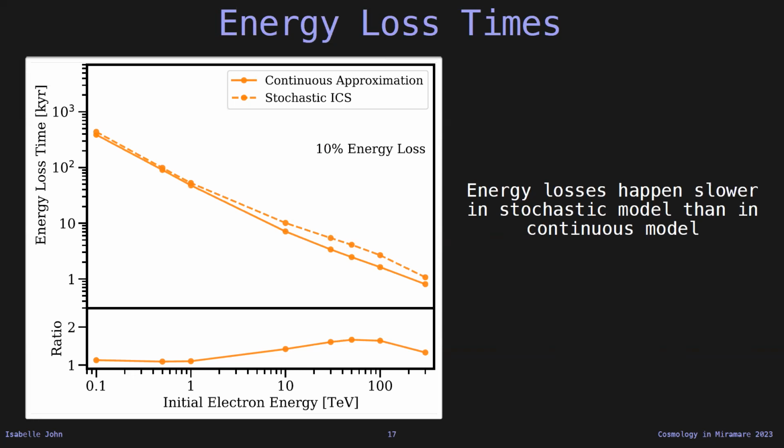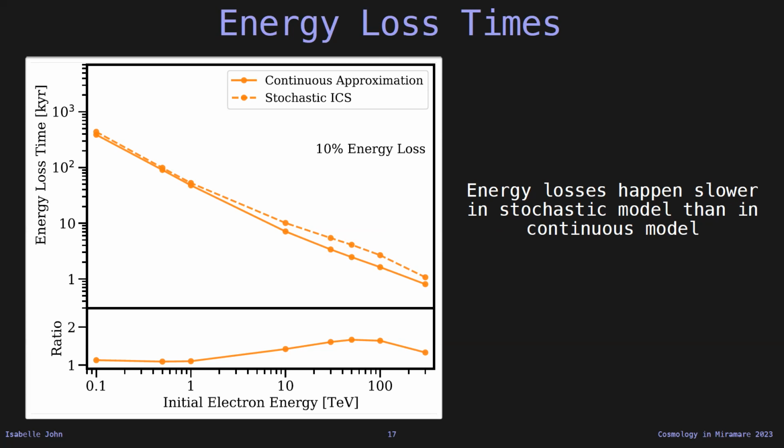But in reality, that is not the case, because it might take a 100 TeV electron on average 5,000 years until it has its first inverse Compton interaction, and then it loses a large fraction of energy. So really what happens in the continuous model is that all electrons lose a bit of energy all the time. But in reality, in the stochastic model, a few electrons lose a large fraction of energy sometimes.